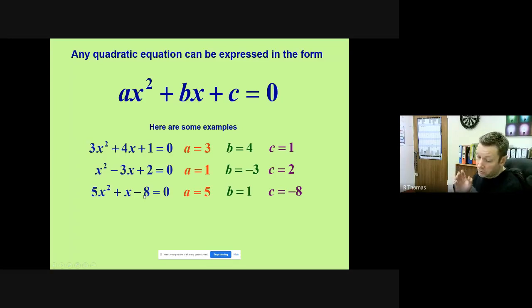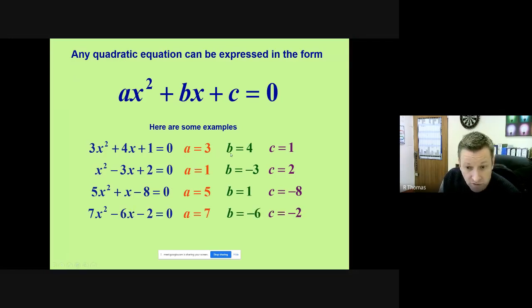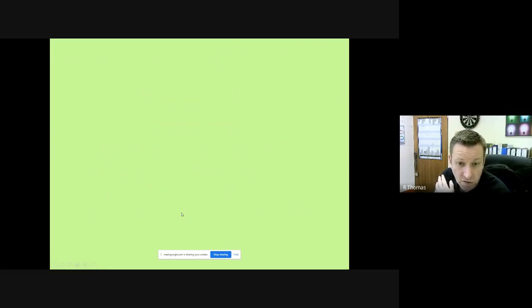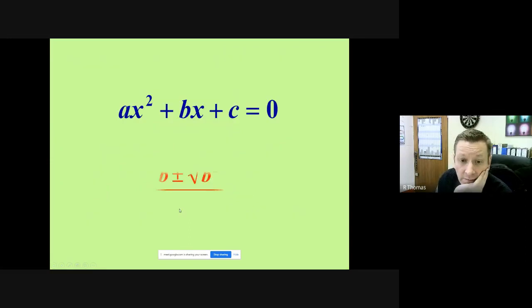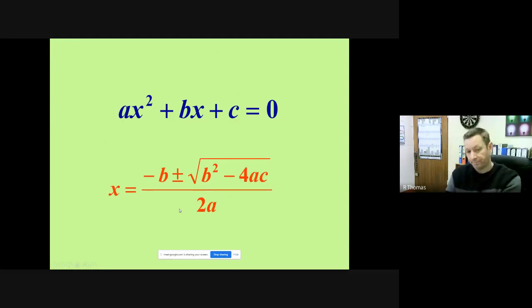Now this question, which is usually worth about 3 marks, is actually quite easy because as long as you can figure out what A, B, and C are, all you have to do is substitute them into a rather juicy formula. This is the last one. A is 7, B is minus 6, C is minus 2. And the juicy formula is this, okay?